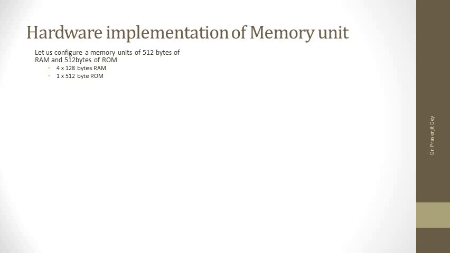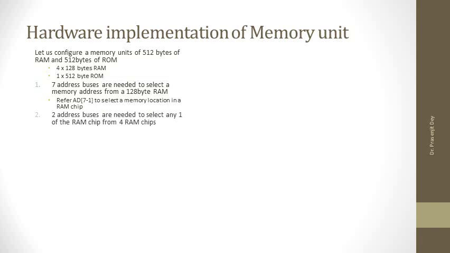Now, as you can see, there are 128 bytes in the RAM chip. So obviously, 128 memory locations are there in the RAM chip, and you need 7 address lines to select any one of the 128 addresses from the RAM chip. So for that purpose, we are going to use address lines 1 to 7 to select any one location from the RAM chip. Now again, as there are 4 RAM chips and you need to select any one of the 4 RAM chips, obviously for that purpose you need 2 address lines to select any one of the 4 RAM chips.